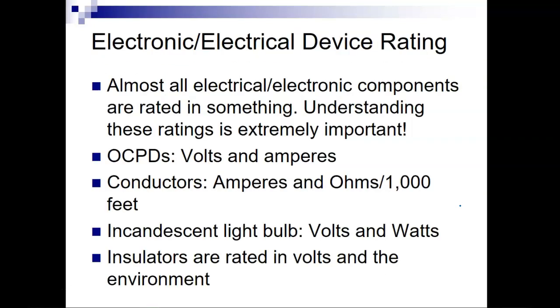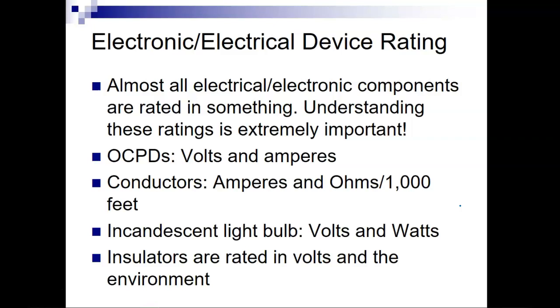So almost all electronic components are rated in something. Overcurrent protection devices are in volts and current. Conductors are in current and resistance per 1,000 feet. Incandescent light bulbs are voltage and watts. Insulators are rated in voltage and the environment. And it's actually a really good way to kind of figure out what you're looking at sometimes.